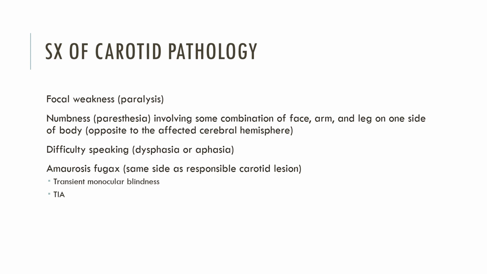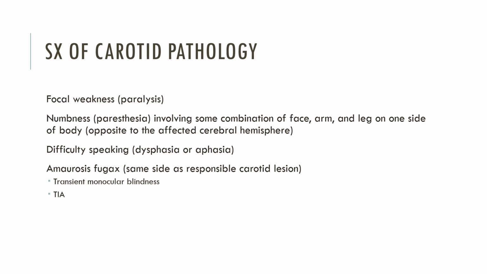Now, some of the symptoms that we talked about from those stroke symptoms, or the TIAs even in the temporary example, are going to be things such as focal weakness or paralysis of one side of the body, again, typically opposite the side of the pathology. Another could be numbness or paresthesia, involving some sort of combination of face, arm, legs, all on one particular side, contralateral to the affected side of the vessel. And people may have difficulty speaking, or dysphasia, or aphasia, where they cannot speak at all.